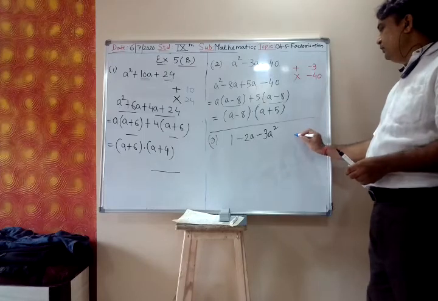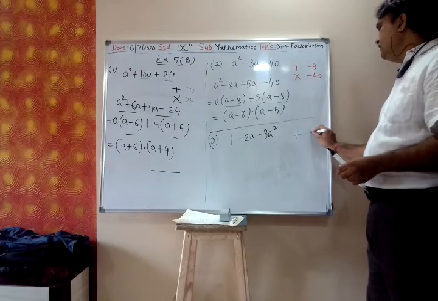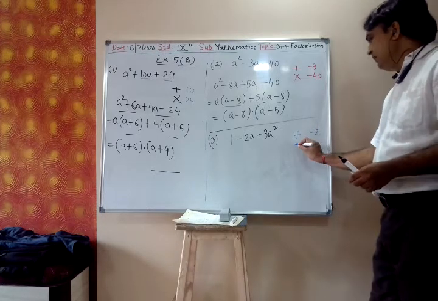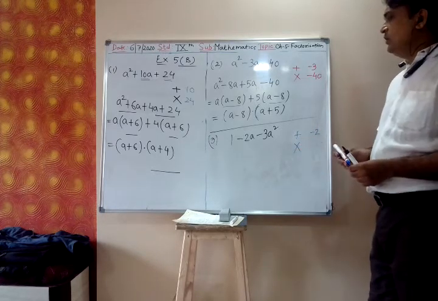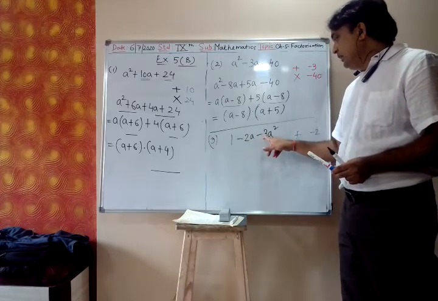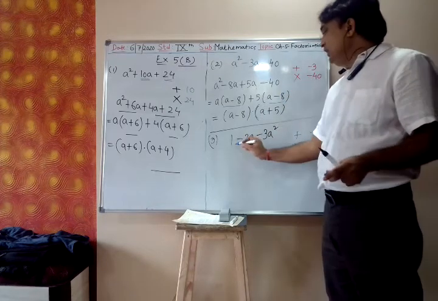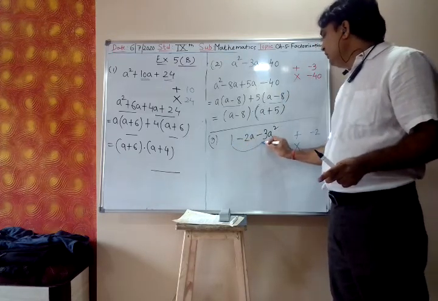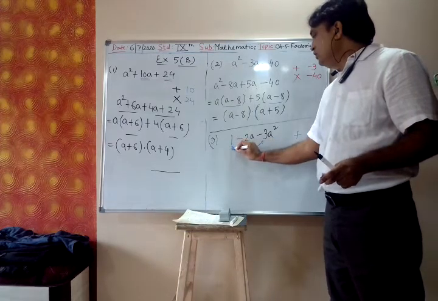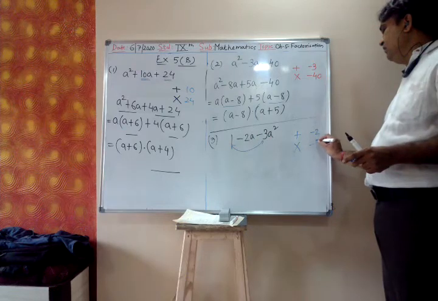So now we have to find two numbers whose sum, meaning addition, is minus 2 and whose multiplication is, what is multiplication? This you have to multiply. See, the multiplication will be 1 into minus 3. What is 1 into minus 3? Minus 3.